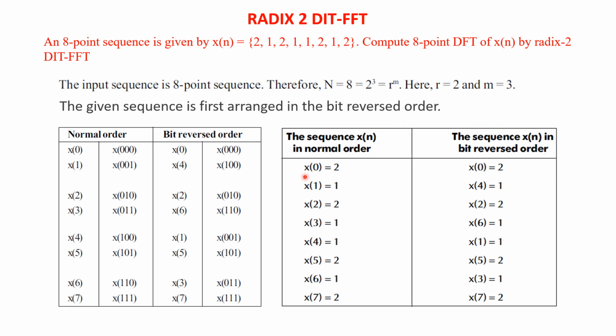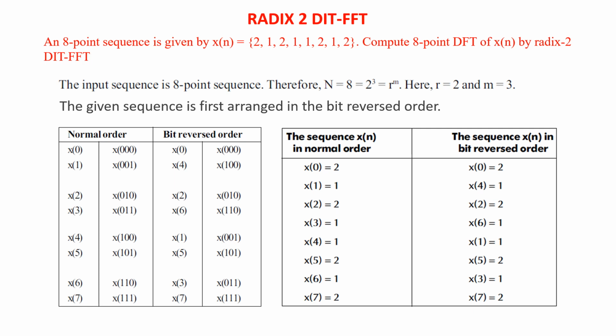Normally x of 0, 1, 2, 3, 4, 5, 6, 7 are written from the given sequence x of n, and the bit reversal sequence according to this order is given as the input. So my x of 0 value is 2 from the sequence, and x of 4 value is 1 from the sequence. According to the bit reversal order, we have to write the given input sequence x of n so that we can feed it to the algorithm.